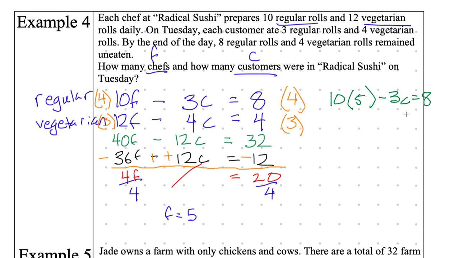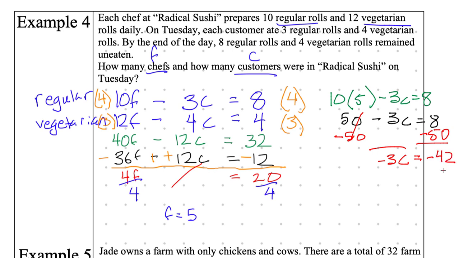Did you want to keep going, Ulysses? Yeah. So it would be 50 minus 3c equals 8. All right. Ulysses, calling someone to continue on for you. You would subtract 50 on both sides. What is our new equation after doing that? After you do that, you get negative 3c equals negative 42. It is indeed negative 42.